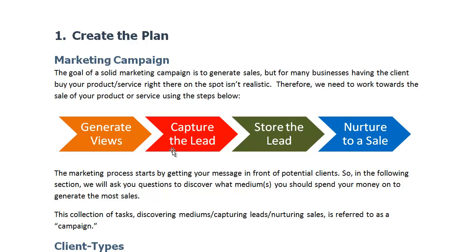If I'm in an e-commerce business, then capture the lead, store the lead, and nurture the sale all happens at the same time, right as I check out. Okay, there's no real lead process. It's an e-commerce transaction. But in general, we want to think about these steps.